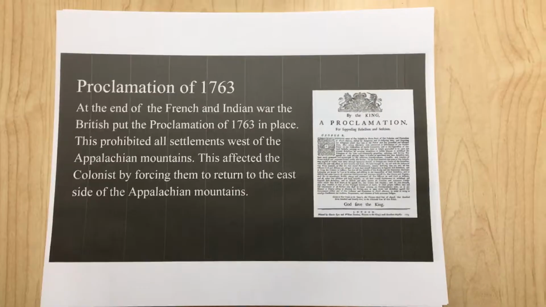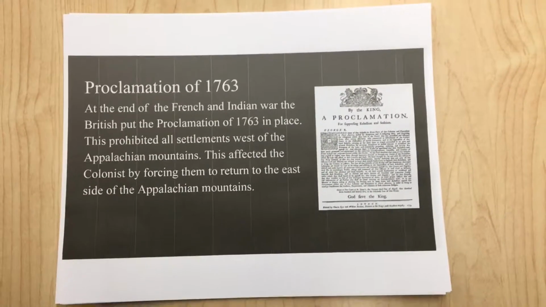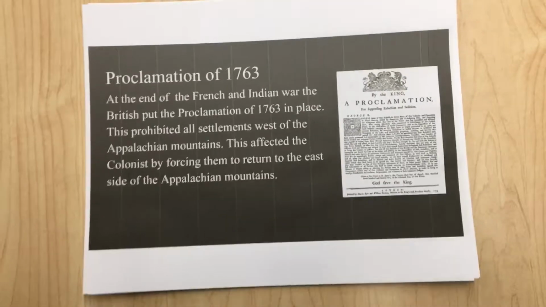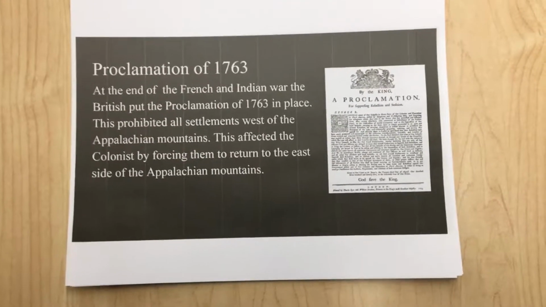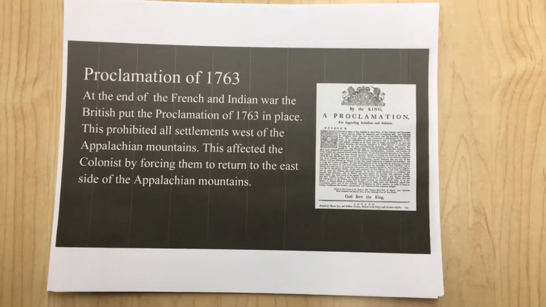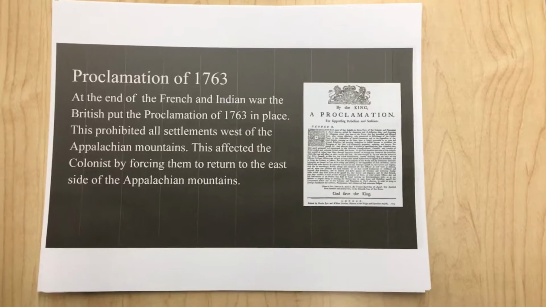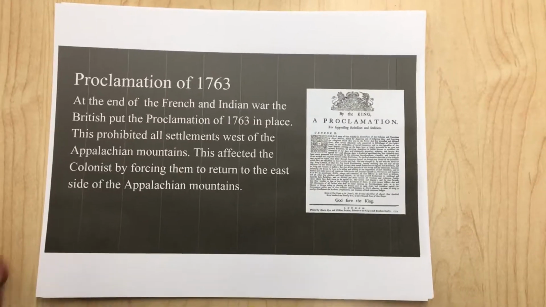Proclamation of 1763. At the end of the French and Indian War, the British put the Proclamation of 1763 in place. This prohibited all settlements west of the Appalachian Mountains. This affected the colonists by forcing them to return to the east side of the Appalachian Mountains.